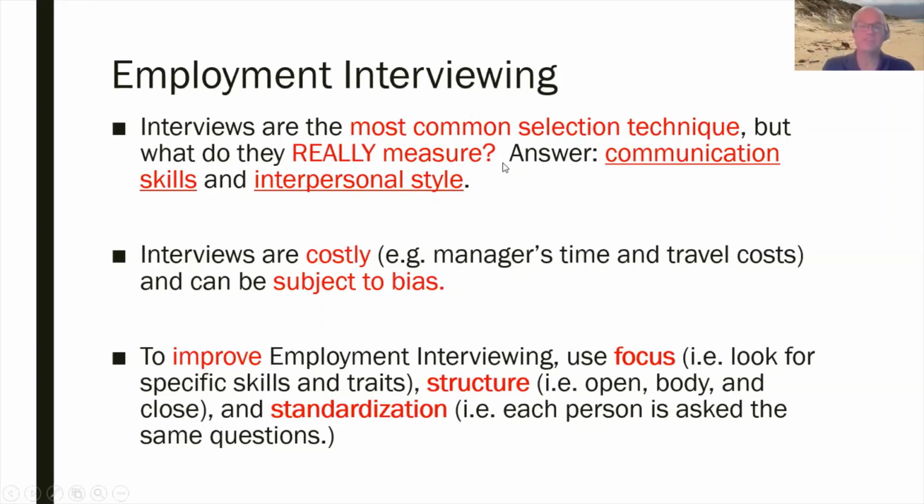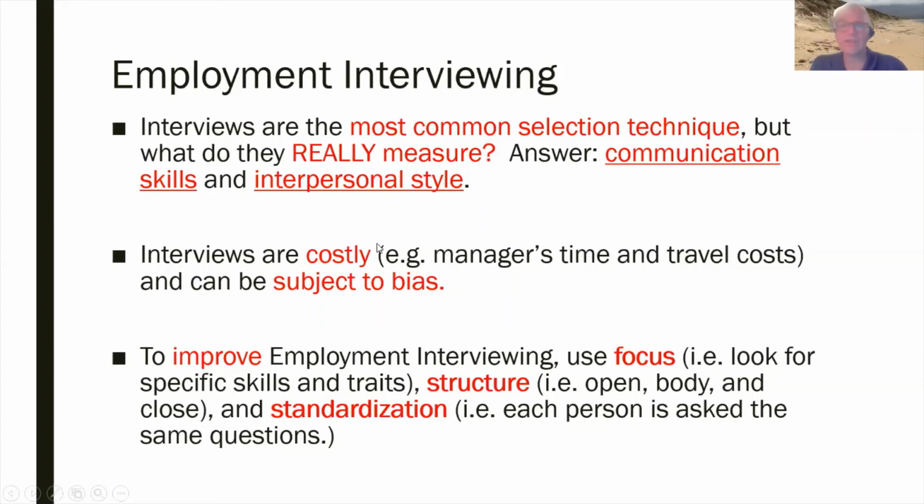If the position is a salesperson, yeah, an interview makes perfect sense, because communication skills and interpersonal style are really important. So I would argue that even though it is the most common, it's overused and over-relied on in a lot of cases. But just keep in your mind, what are you really measuring here? And if you come up with that, you can use the interview a little bit better.